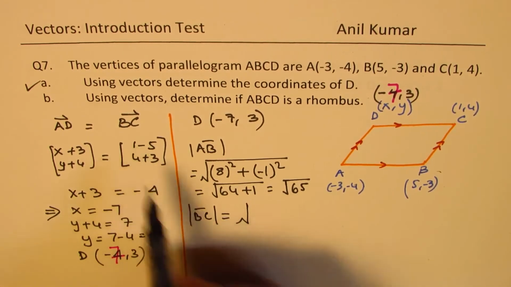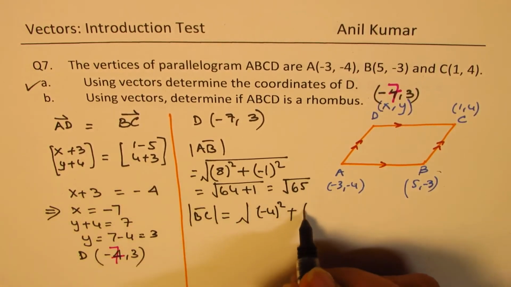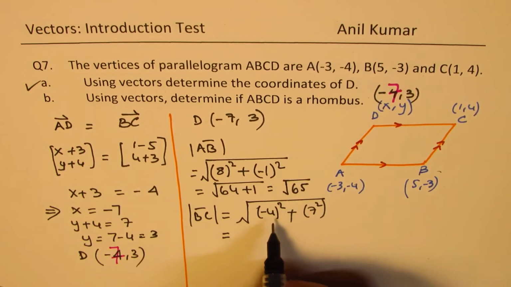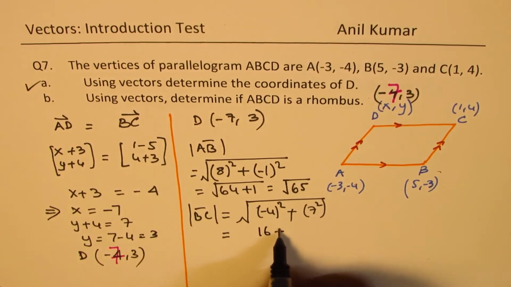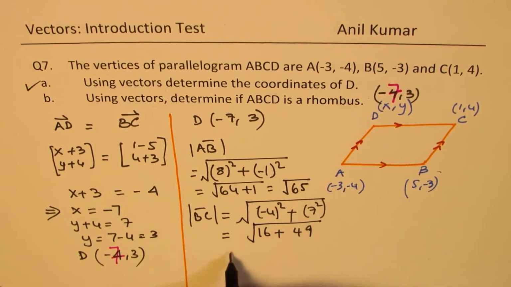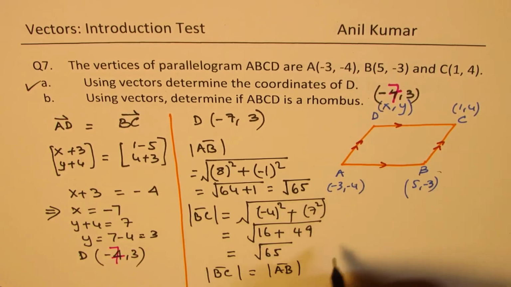(5 minus 4) squared plus (4 plus 3 is 7), 7 squared, right? So that is the square root of 16 plus 49, which is also equal to the square root of 65. Now, since the magnitude of BC is equal to the magnitude of AB, we know this parallelogram is a rhombus.